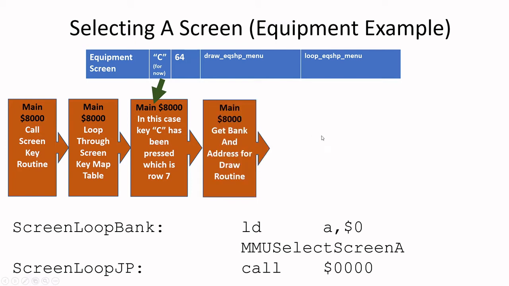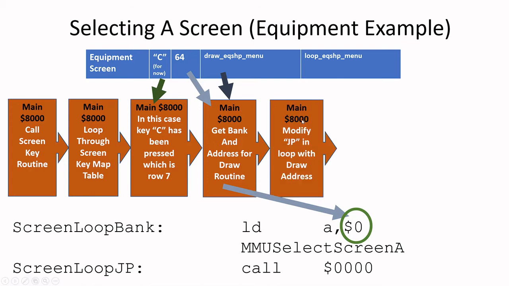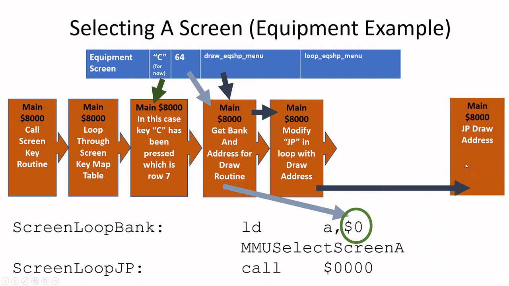We will then get the main bank and address for the draw routine. So bank 64, I will then push that into a location in the code for the screen loop bank, and it will push in there and modify this code in a self-modifying manner. I will also pull in the draw ship menu and then modify the jump routine later on at the end of the code so that on exit it will jump to this.